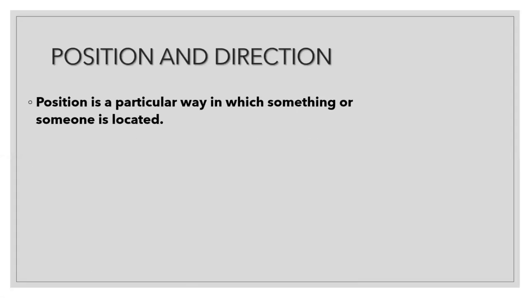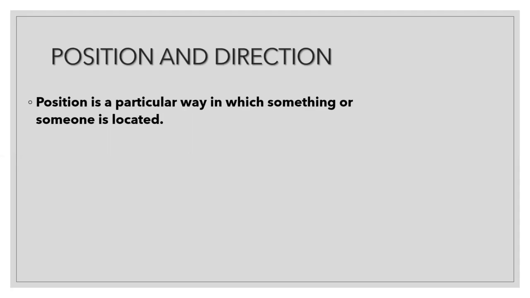Position is a particular way in which something or someone is located. So how we use position, or for what purpose we are using the term position, is to locate something or someone somewhere. So we used to say that something is over there, just go and take that lamp from the next room or take a cup of water from the kitchen. So we are locating. That is what is explained here as position.